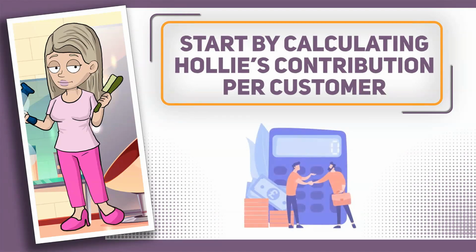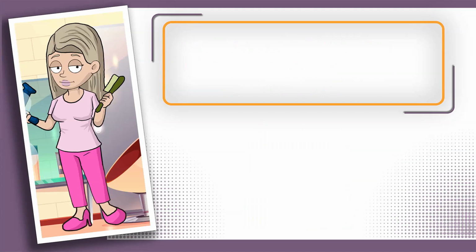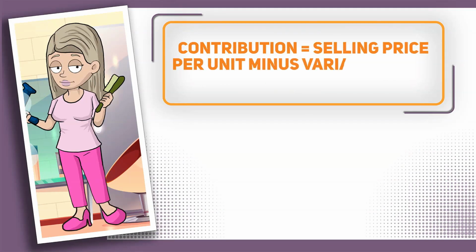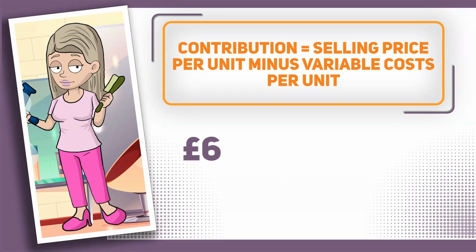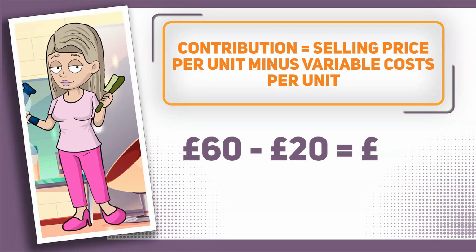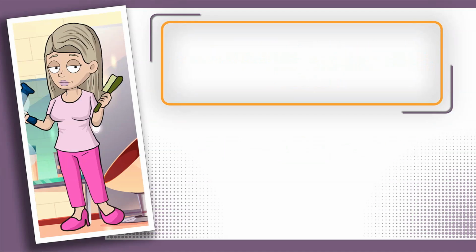Her selling price is £60 and her variable costs per customer are £20. Don't forget that formula. Contribution equals selling price per unit minus variable cost per unit. So Holly's contribution per unit, per customer, per haircut is £60 minus £20, which equals £40.